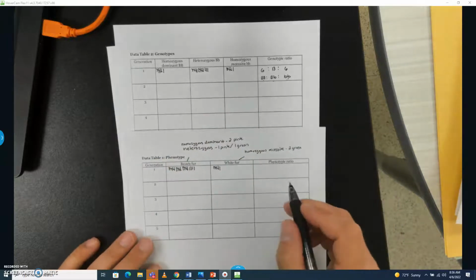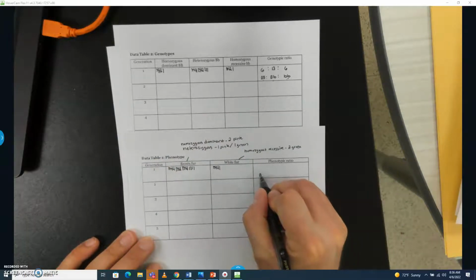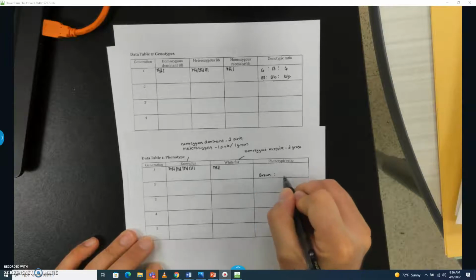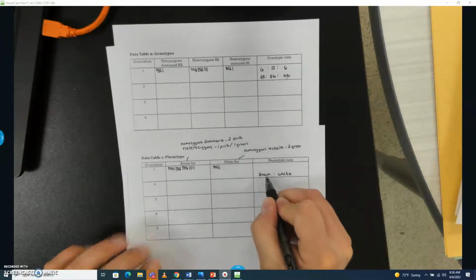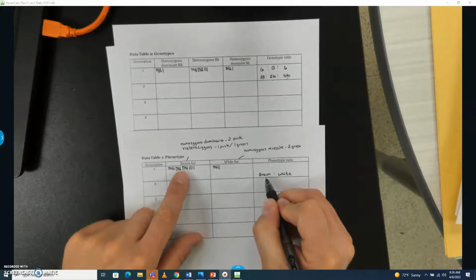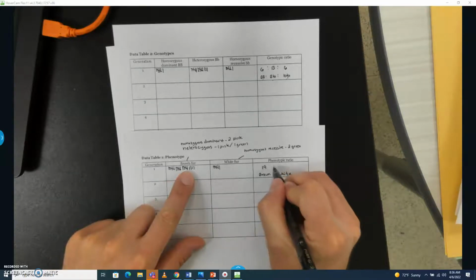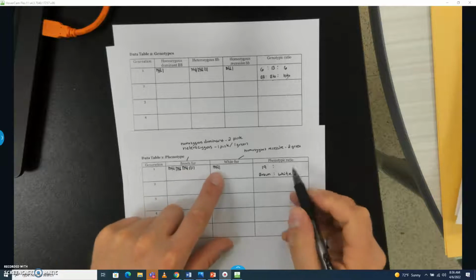For this one down here, phenotypic ratio, brown fur was dominant, white fur was recessive. So how many brown furred mice do we have? 5, 10, 15, 19. And how many white mice do we have? 6. All right, there we go.